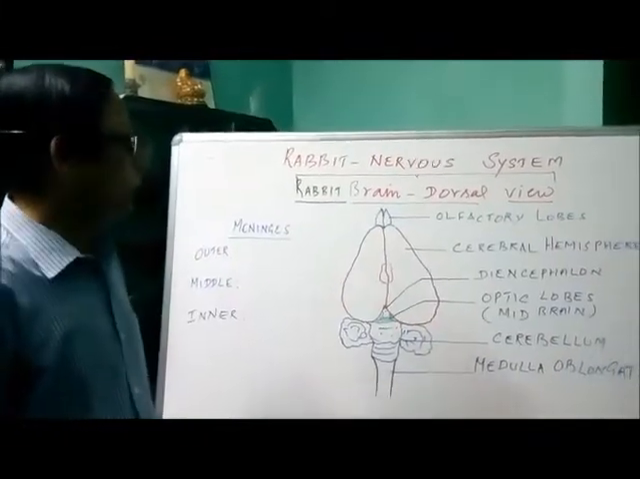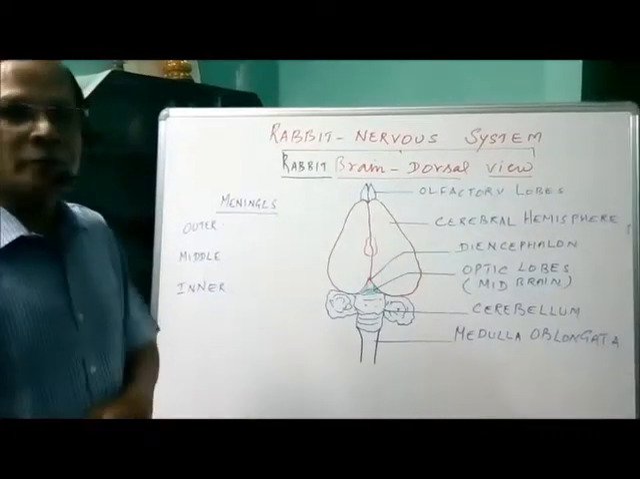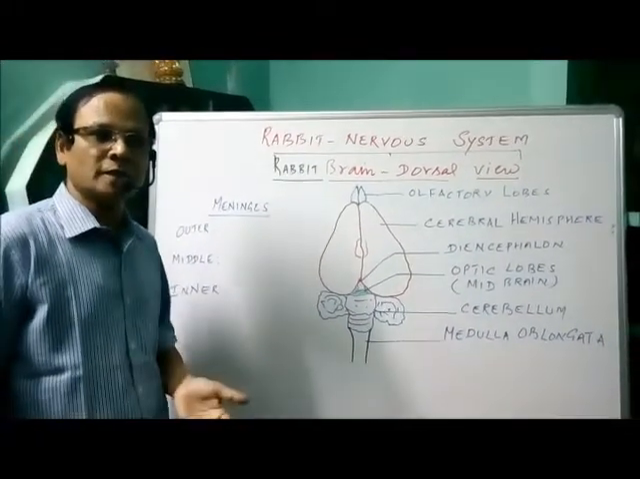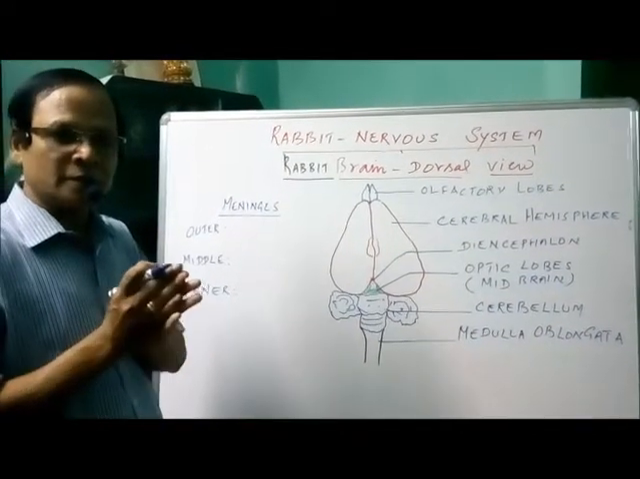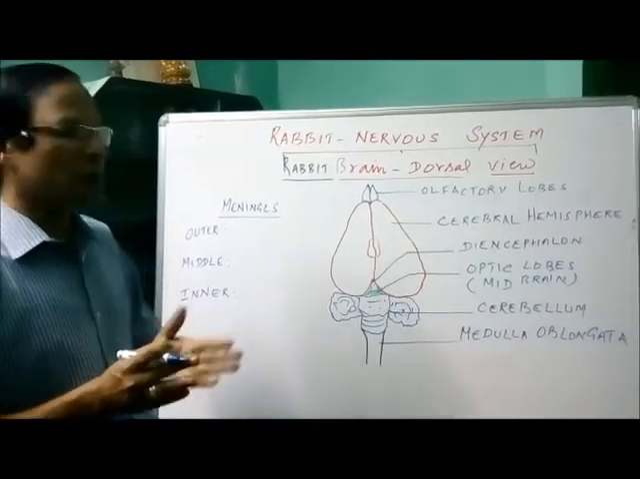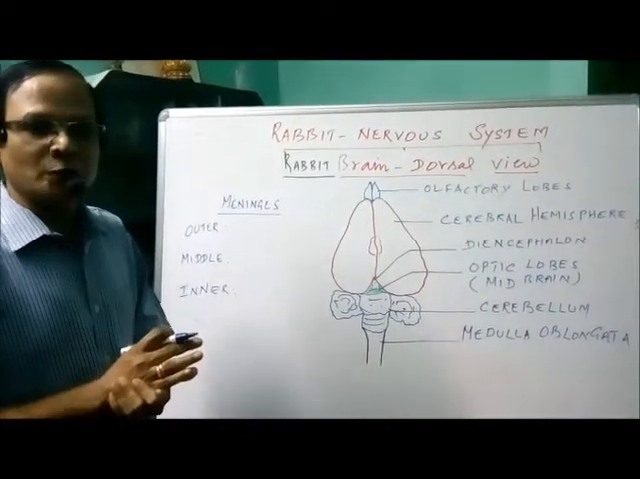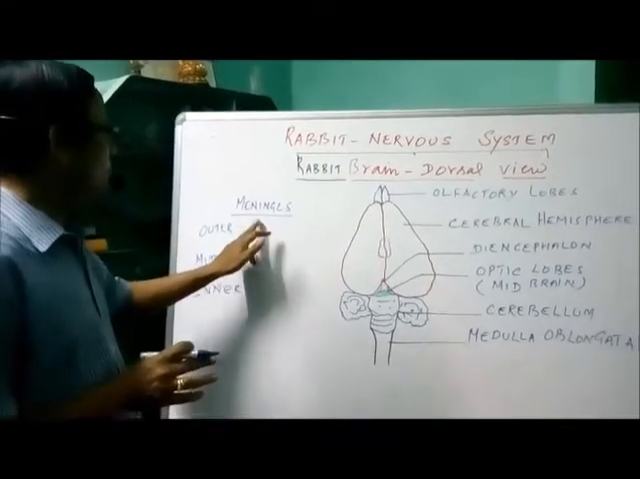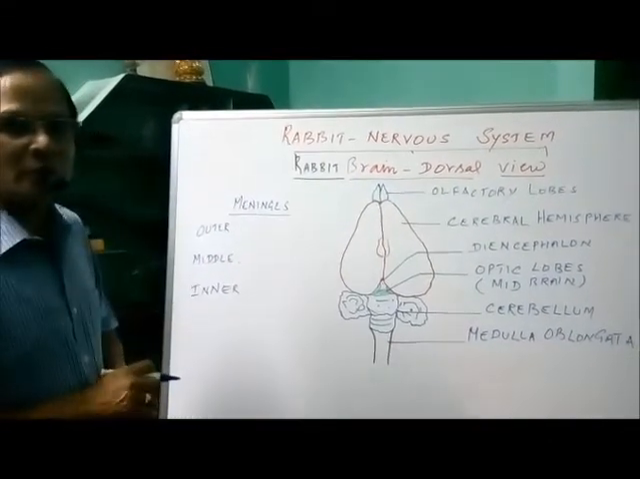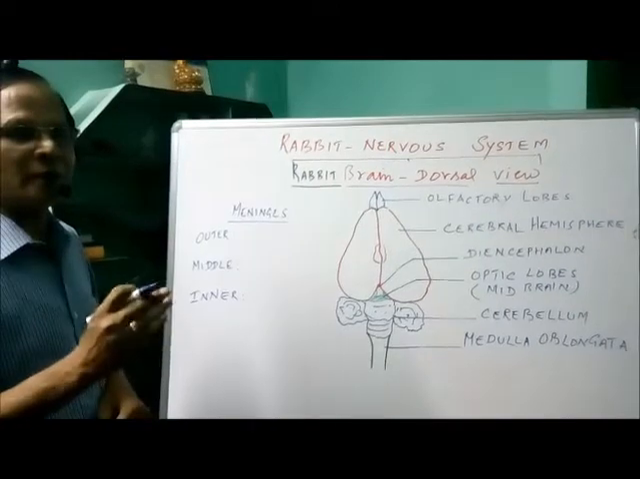As a general rule, in all vertebrates, the brain is enclosed in the cranial cavity or cranium. It is protected. The entire central nervous system, not only the brain but also the spinal cord, is protected by three connective tissue membranes. These membranes are called meninges. There are three membranes: outer, middle and inner.